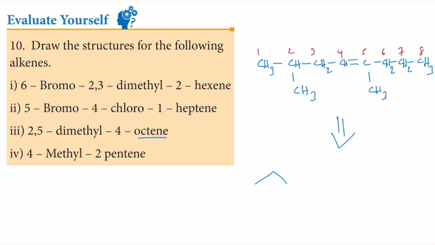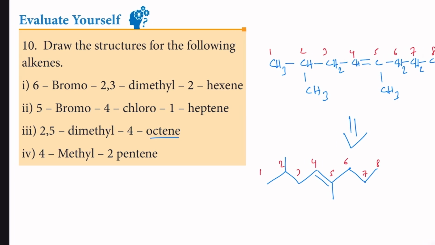1, 2, 3, 4, 5, 6, 7, 8. Number it. Put the double bond between 4 and 5. 1 methyl group at 2 position. 1 methyl group at 5 position. That's how the structure will look like in bond line notation. They did not say whether it is cis or trans, and therefore let us not worry about that. Let's go to structure 4.